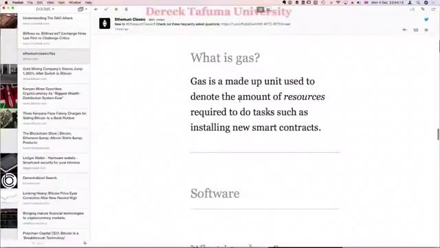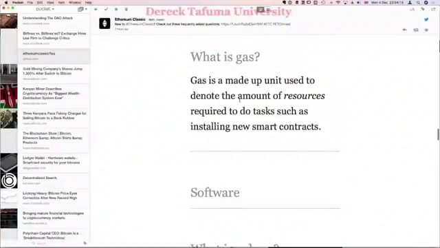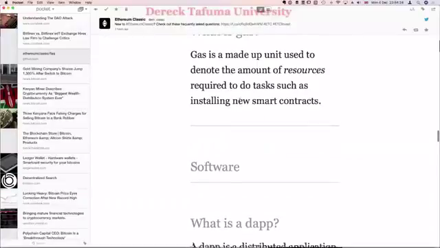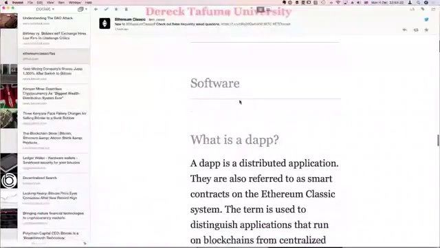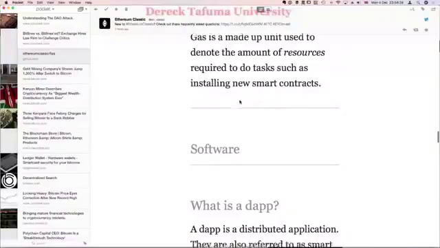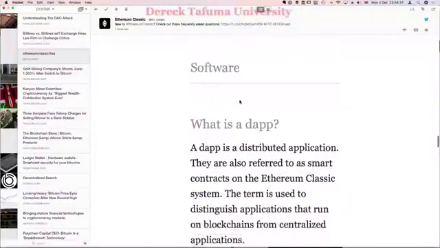What is gas? Gas is a made-up unit used to denote the amounts of resources required to do tasks such as installing new smart contracts. So that is just a made-up unit used to denote the amount of resources that are required to set up a smart contract or to install a smart contract.